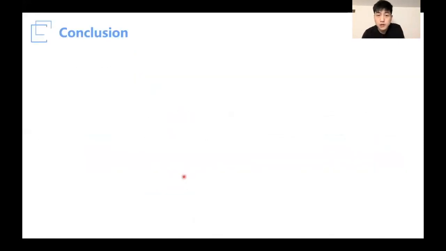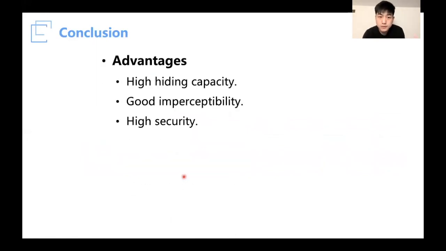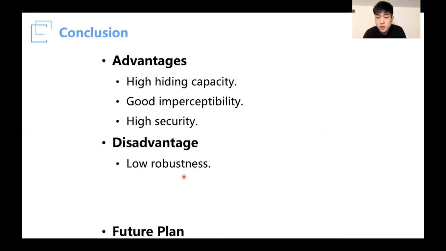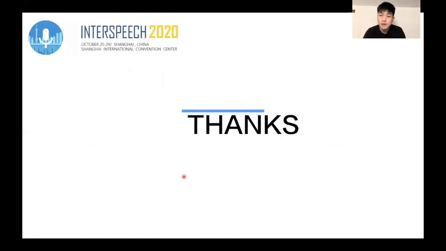And last, the conclusion. The advantages of our method are high hiding capacity, good imperceptibility, and high security. The disadvantage is that the robustness is quite low. So our future plan is to research how to improve the robustness of stego audios. And that's my whole presentation. Thank you.